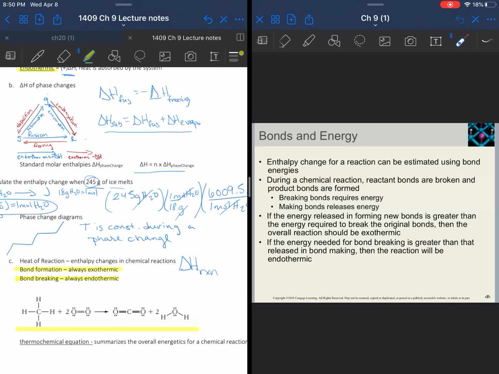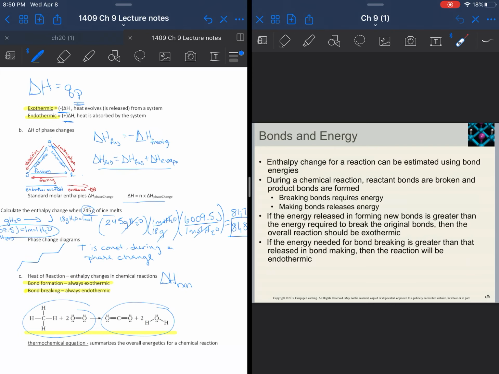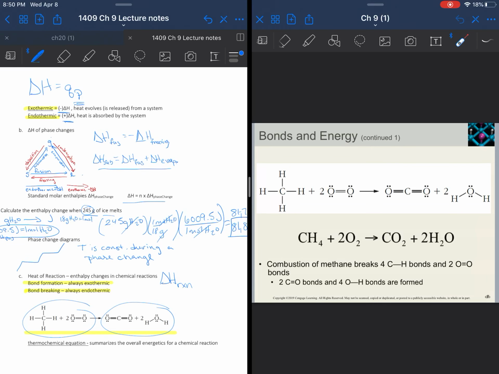It will always take some energy. You have to put energy in for a bond to break. Whether or not a reaction is endothermic or exothermic depends on the energy of the bonds breaking in the starting materials and the energy of the bonds forming in the products.